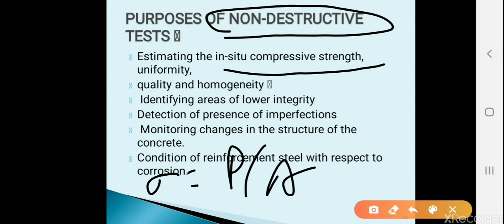And quality and homogeneity, identifying the area of lower integrity, because in a concrete in some cases there may be an increase in the strength, or a decrease in the strength. We are free to check any points, but a compressive strength machine cannot be used like this, because we are making a specimen with the size of 15 centimeter by 15 centimeter by 15 centimeter, and we are applying the load on it.